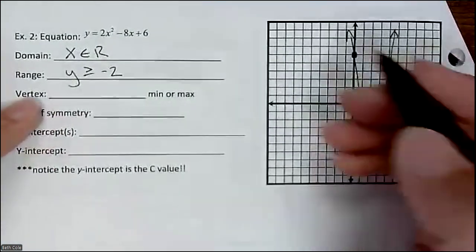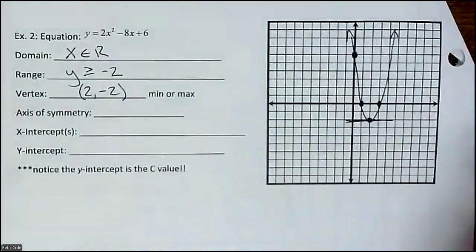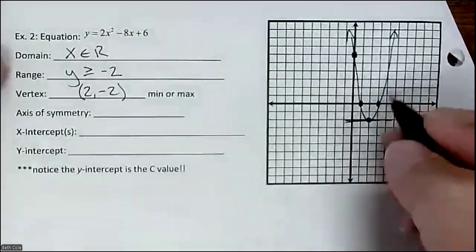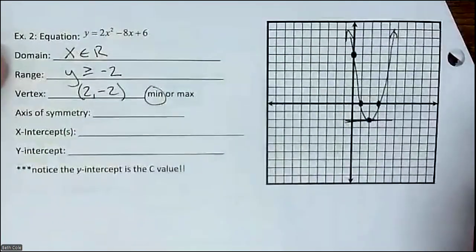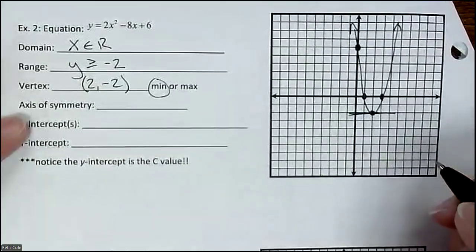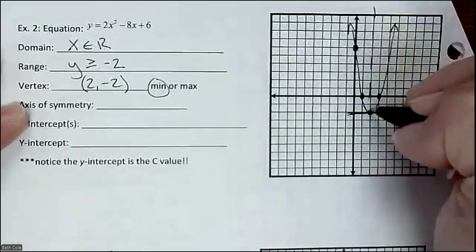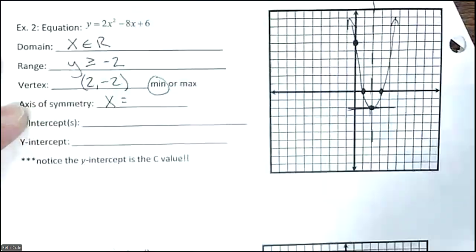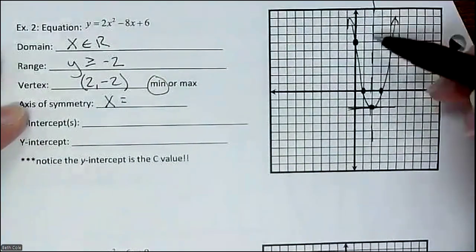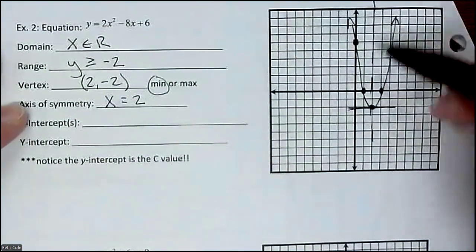All right, our vertex is 2, -2. I clicked on that on Desmos. Is it a maximum or a minimum? Minimum. The low point. Hey, can you write this down? Axis of symmetry. It's a vertical line. So that's going to be x equals, and I dotted it in. It's at 2. Please don't overthink that. It's just what number that's at, the center.